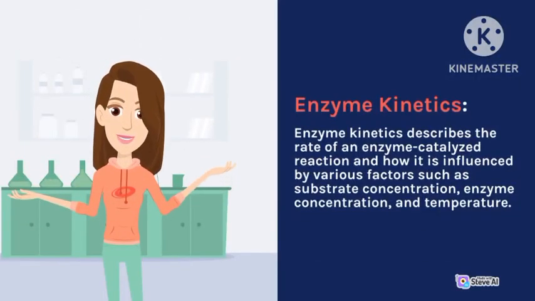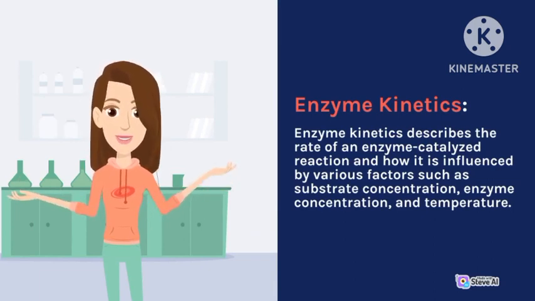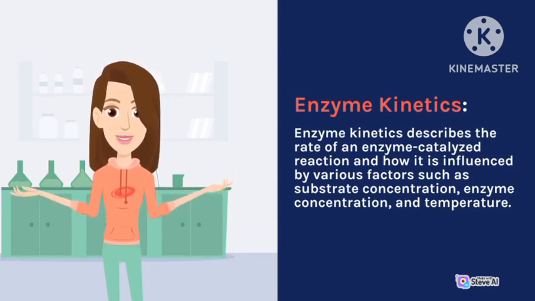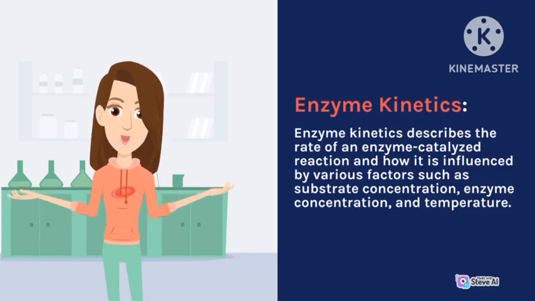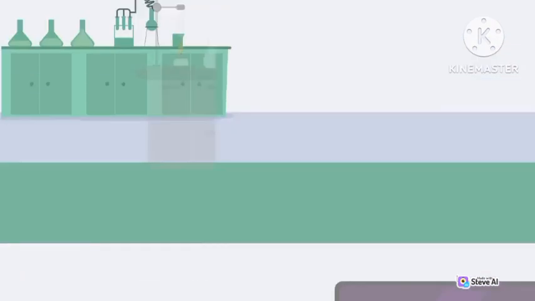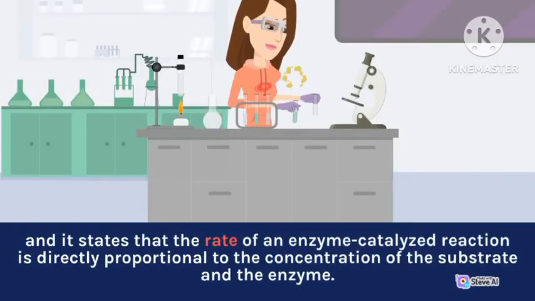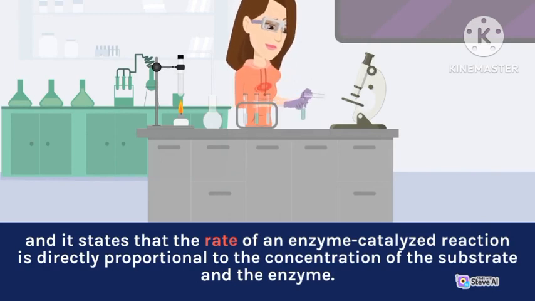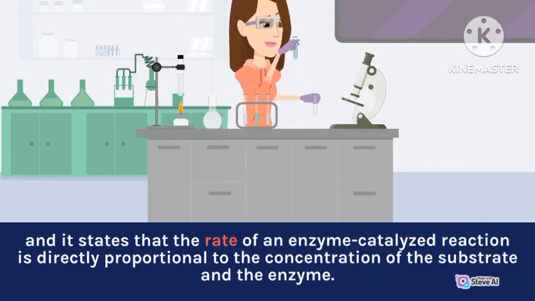Enzyme kinetics. Enzyme kinetics describes the rate of an enzyme-catalyzed reaction and how it is influenced by various factors such as substrate concentration, enzyme concentration, and temperature. The Michaelis-Menten equation describes the kinetics of enzymes. And it states that the rate of an enzyme-catalyzed reaction is directly proportional to the concentration of the substrate and the enzyme.